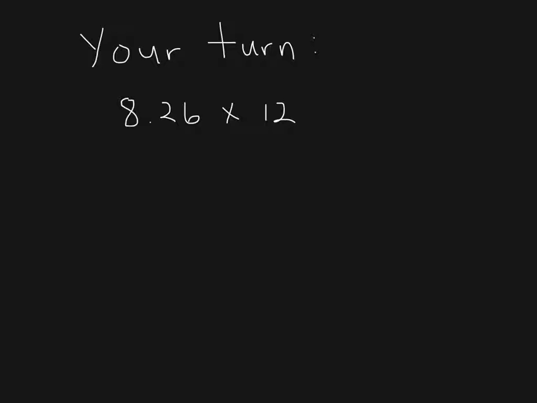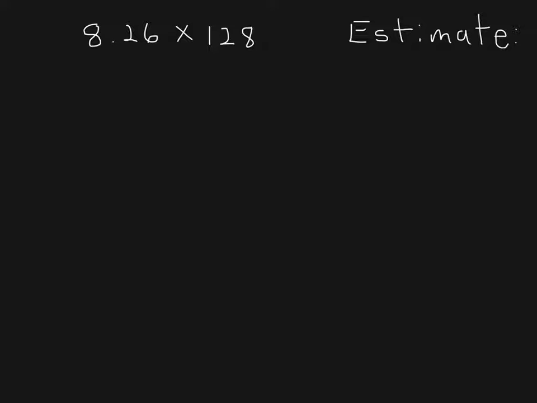All right, now it's your turn. You're going to multiply 8 and 26 hundredths times 12. So you can use the same process that I just went through. I would like you to estimate first. You're going to round both numbers to the greatest place and get your estimate, and you'll use that to help you figure out where the decimal goes when you get your final answer.